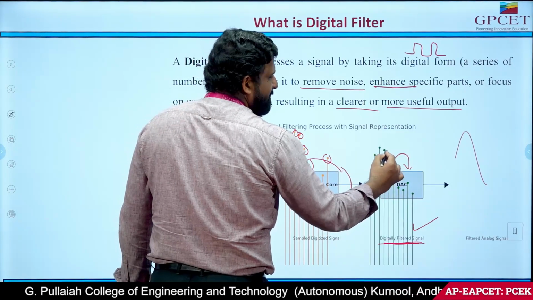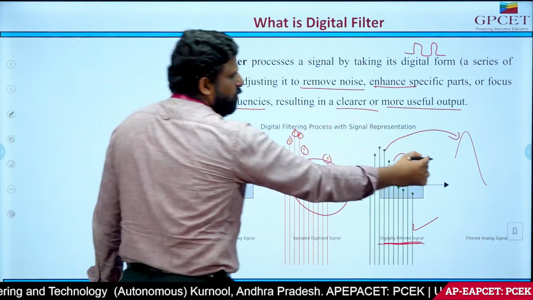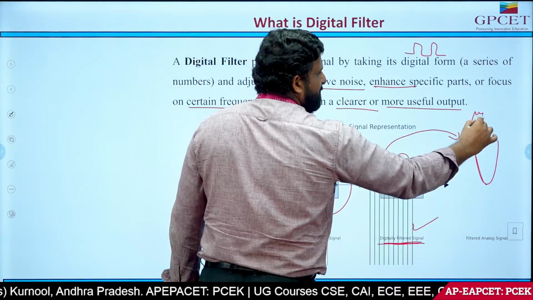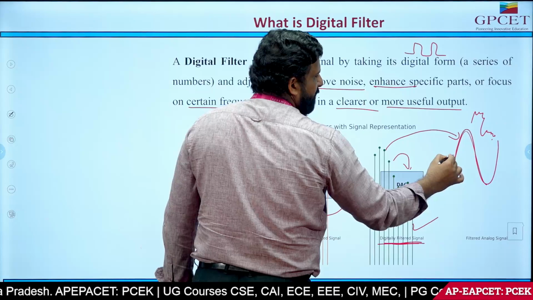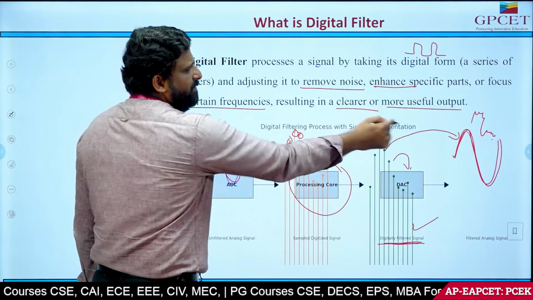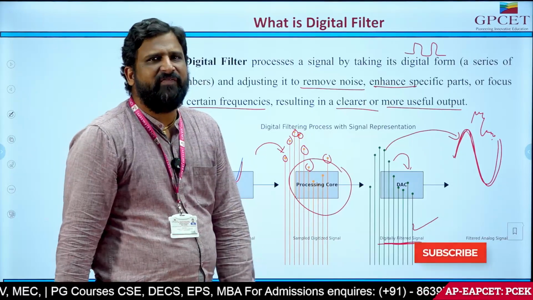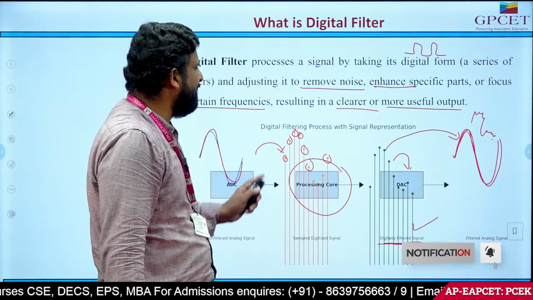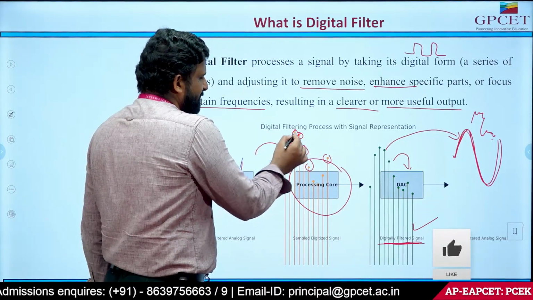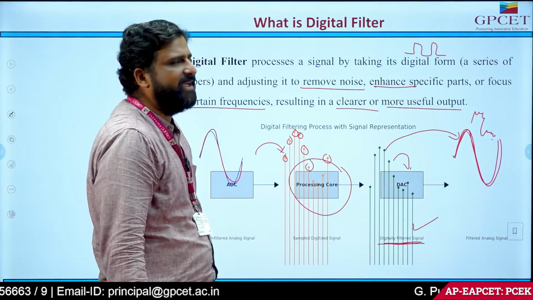That means the digital signal is converted into the original signal. See here, whatever we are giving as the analog signal, the same should be formed here, exactly and without any noise. Without any peaks, whatever we have given here, the same thing is formed at the output side. That means this process is said to be a digitalized filter, where we are filtering the series of numbers. That's why we are calling it the digital filtering process.